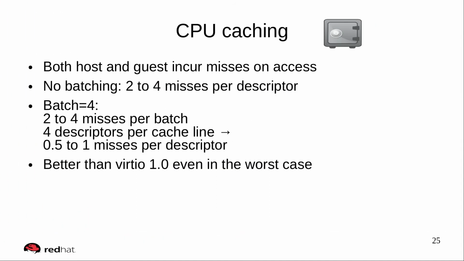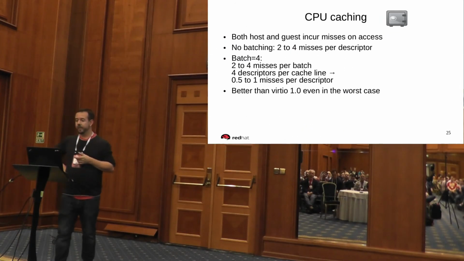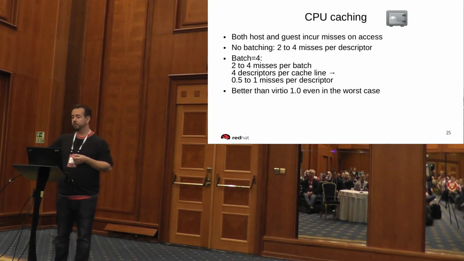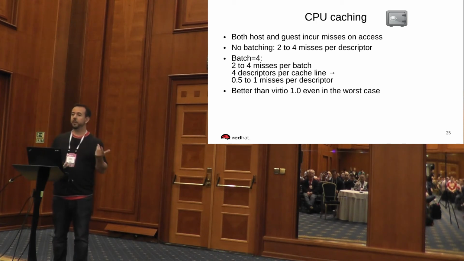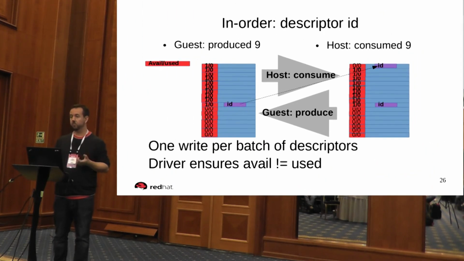What does it mean for CPU caching? We get 2 to 4 misses per buffer with no batching, and half to 1 miss when batching up to 4 buffers. This seems better than what we have right now, even in the worst case.